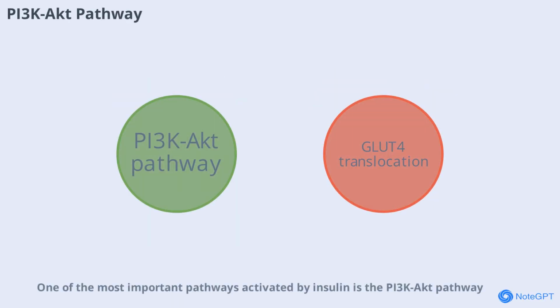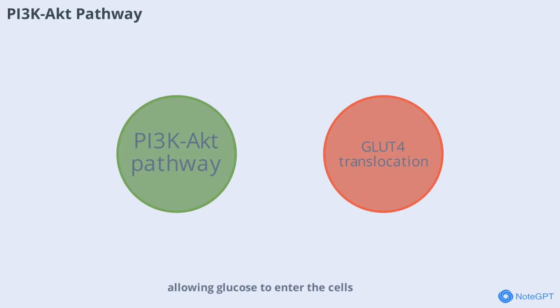One of the most important pathways activated by insulin is the PI3K-Akt pathway. This pathway is critical for the translocation of GLUT4 transporters to the plasma membrane in muscle and adipose tissues, allowing glucose to enter the cells. It also promotes glycogen synthesis by activating glycogen synthase and inhibits gluconeogenesis in the liver. These actions collectively lower blood glucose and store energy for future use.